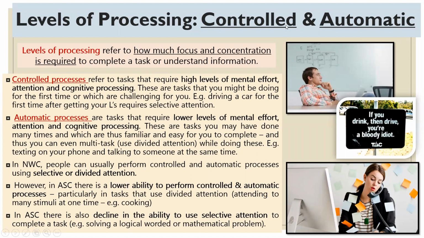But yeah, that's levels of processing. Controlled processes are processes that require a lot of mental effort, attention, and cognitive processing. Automatic processes are used for tasks or functions that require lower levels of mental effort, lower levels of attention, and lower levels of cognitive processing.